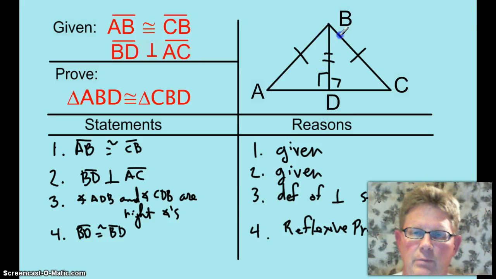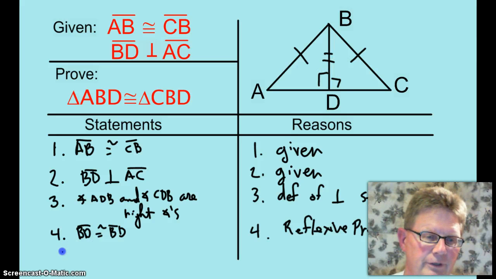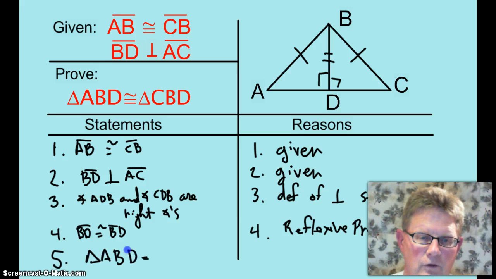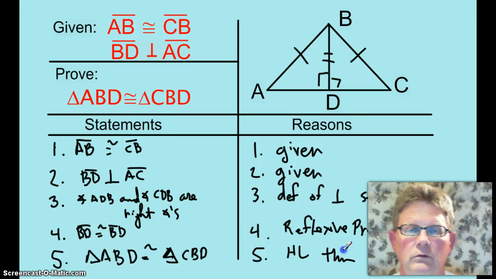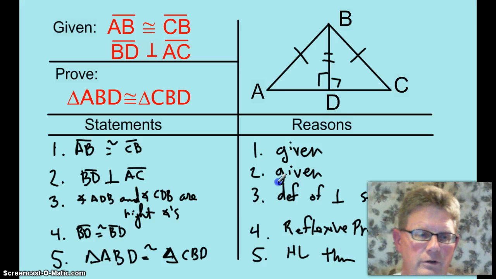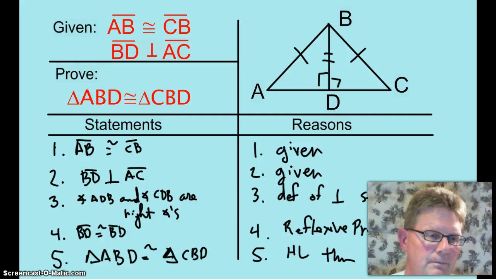And then we've got the hypotenuse and leg of a right triangle congruent to the hypotenuse and leg of another right triangle. So now we can say triangle ABD is congruent to triangle CBD, hypotenuse leg theorem. Just like that, we've proved that our triangles are congruent. Let's try another one.